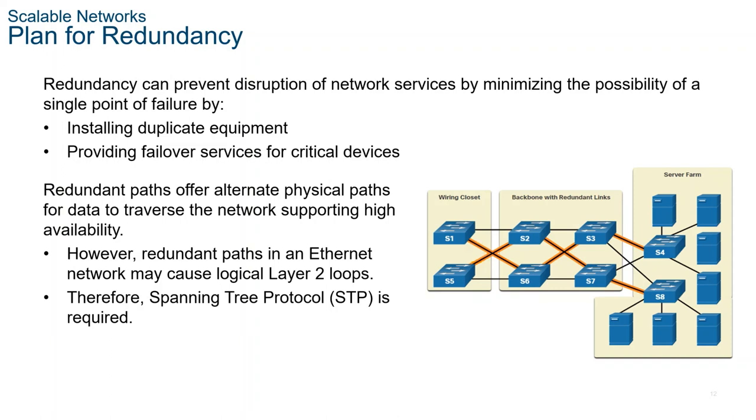STP eliminates layer 2 loops when redundant links are used between switches. It does this by providing a mechanism for disabling redundant paths in a switch network until the path is necessary, such as when a failure occurs. STP is an open standard protocol used in a switch environment to create a loop-free logical topology. Using layer 3 in the backbone is another way to implement redundancy. Without the need of STP at layer 2, layer 3 also provides the best path selection and faster convergence during failover.